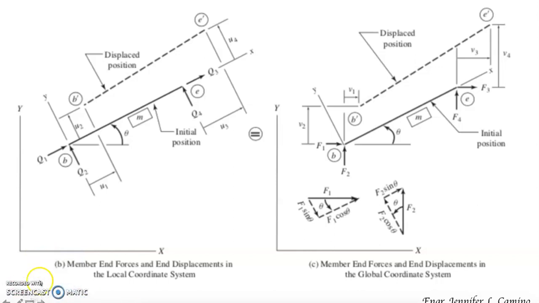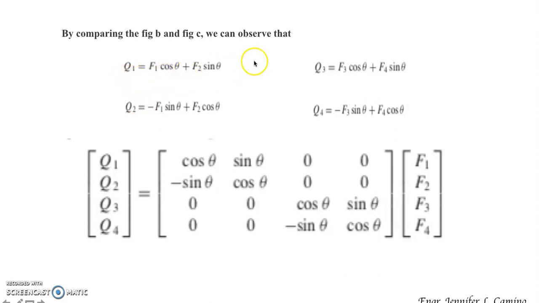So in other words, these are the equations that we have identified a while ago. Similarly, if you're going to write that in matrix form, this would be in matrix form for a member. If you're going to transform the global coordinate system to the local coordinate system, for each member there would be 4 member end forces. So this would be equal to Q1, Q2, Q3, Q4 equal to T.